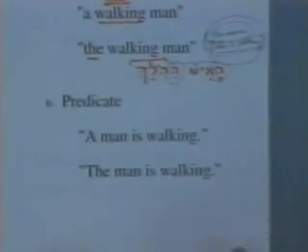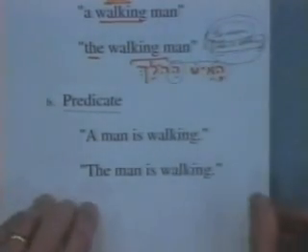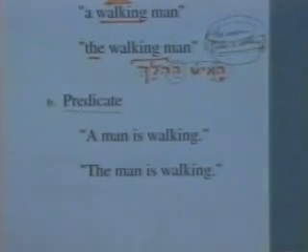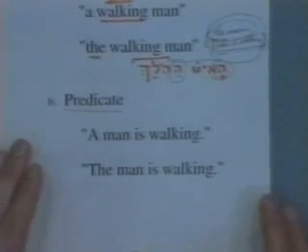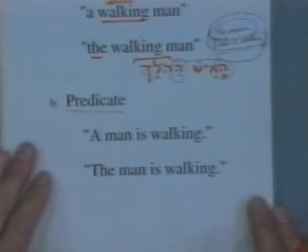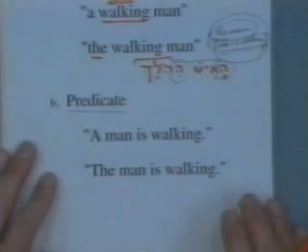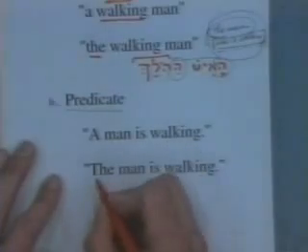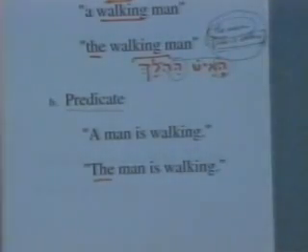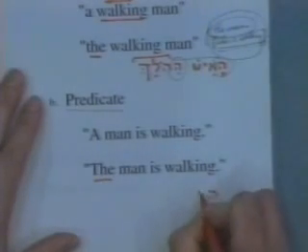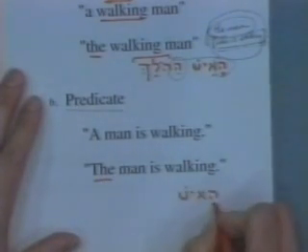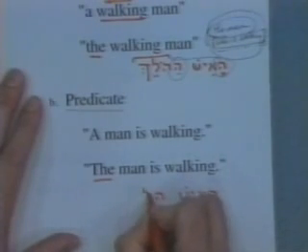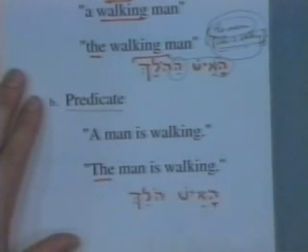However, just as with adjectives, we can also do a predicate adjective. We can say a man is walking. A man is walking. How would we say that in Hebrew? Walking. All right. Man walking, or walking man. Right? How about the man is walking? Ha-ish holek. Now what have I done here?